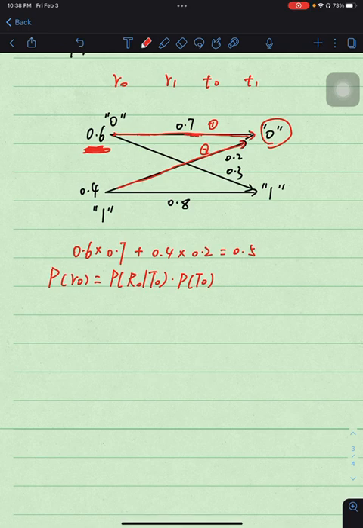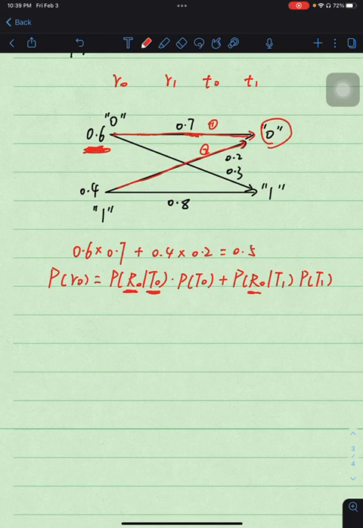That means when we send the 0, we receive 0, through the transmitted 0, and the second part is when we get the 0 and sender 1. So the answer is here.